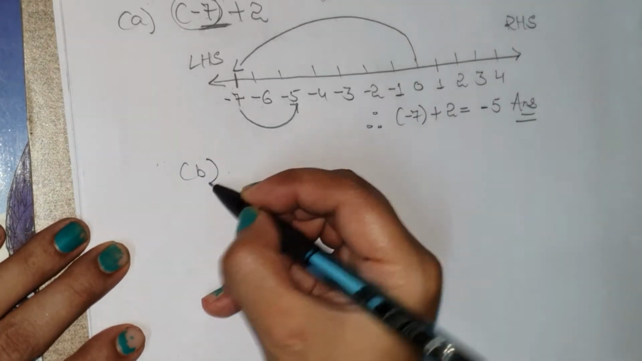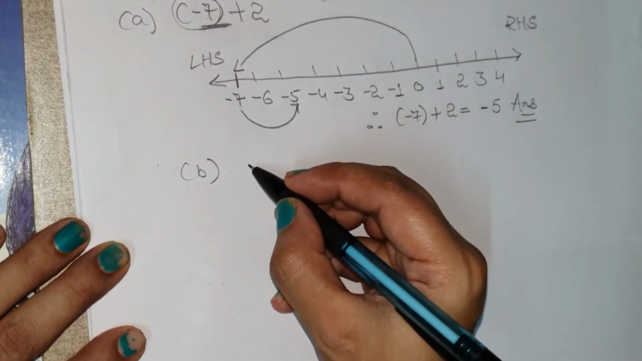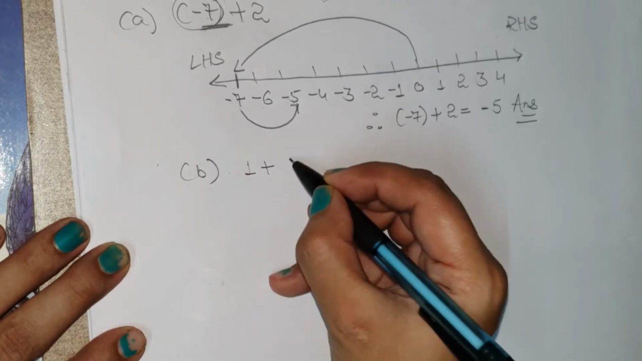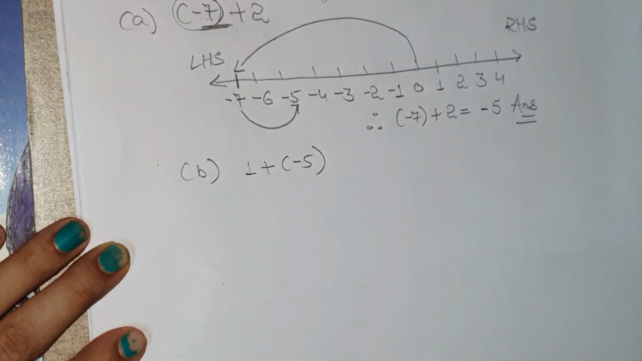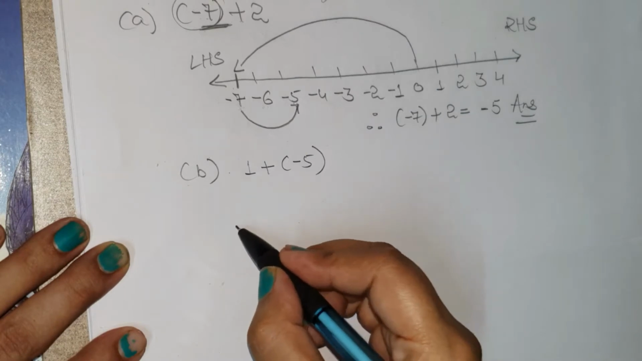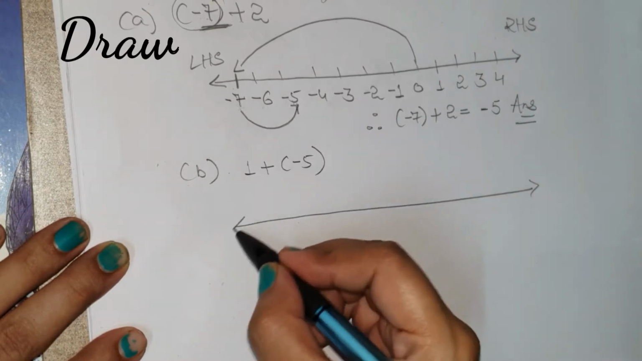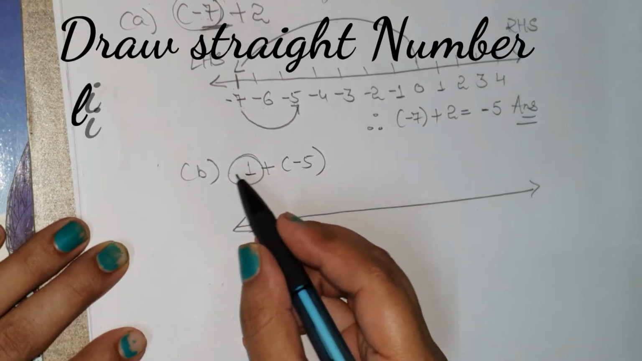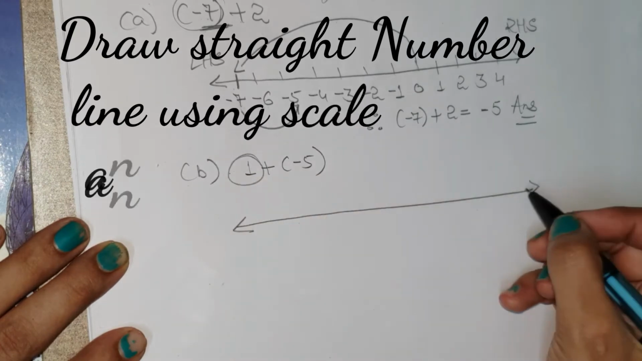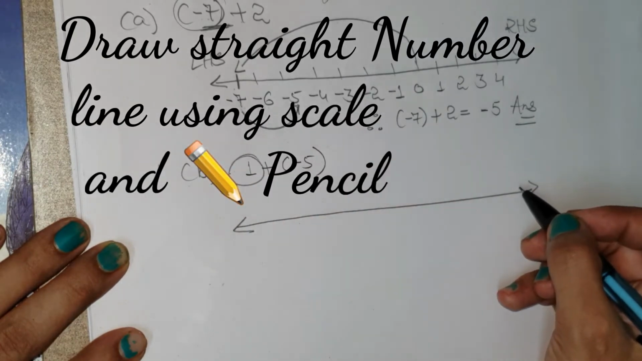Now let's move on to part B. In part B it is 1 plus -5. See, this is your part B. Now draw the number line. Now it is 1, no sign, that means positive. So you have to start from the positive side here.